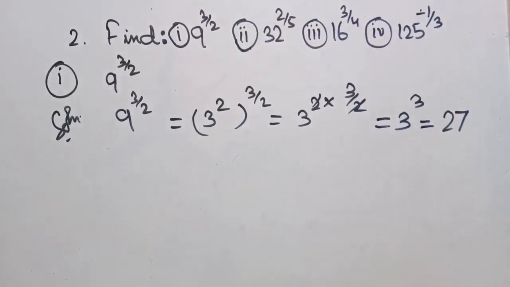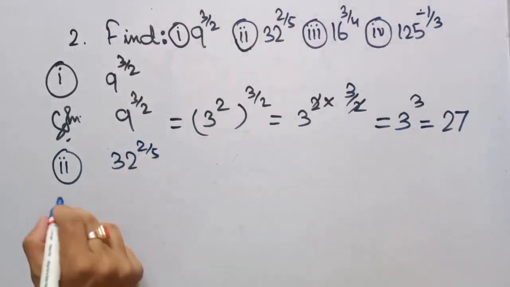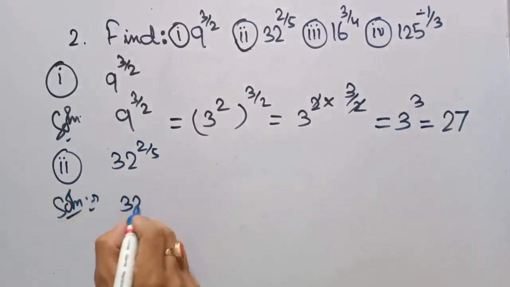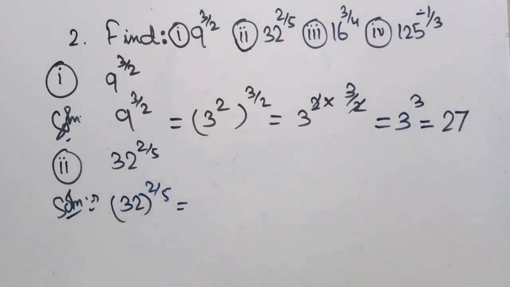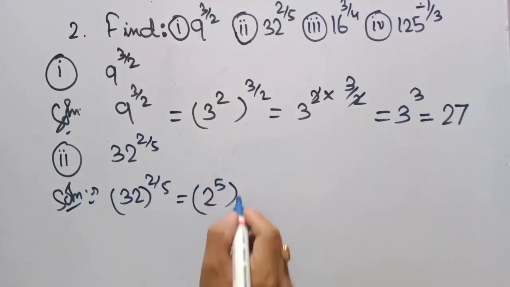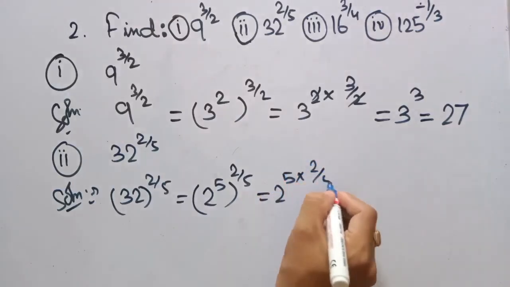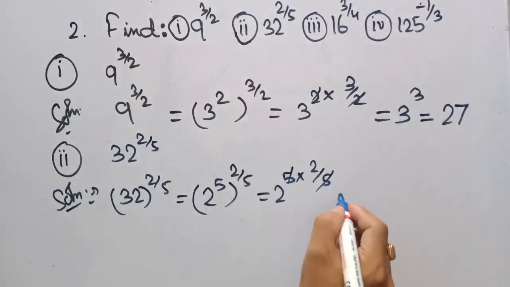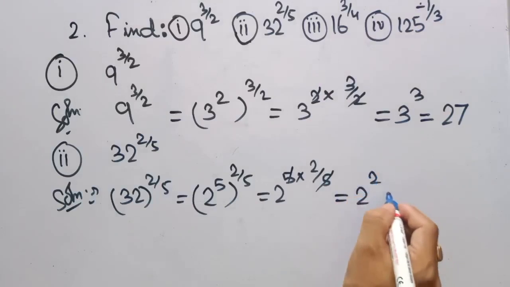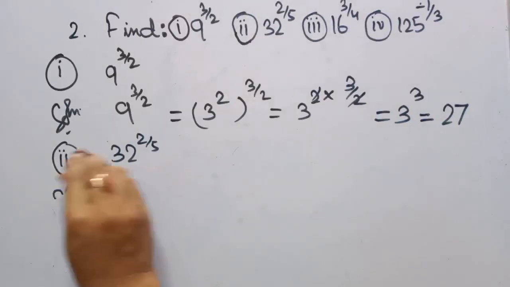Again, moving on to question (ii), 32 to the power 2 by 5. Solution: 32 to the power 2 by 5 equals, after prime factorization, we can write 32 as 2 to the power 5, to the power 2 by 5, equal to 2 to the power 5 into 2 by 5. 5 and 5 will cancel, equal to 2 to the power 2, which is 4. 2 squared is 4. So for (ii), the required answer is 4. Next, let us try to solve the remaining (iii) and (iv).